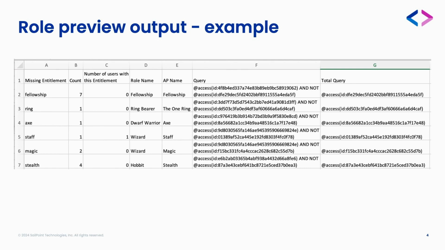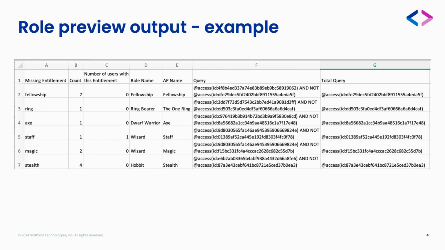Just as an example, in column A, we have the entitlement name. You will see on the left, a couple of fellowship-of-the-ring names. Column B is the count. This is the number of users that have this role but do not have the entitlement. If you were to enable this, that many users will get the entitlement in column A. Column C is the number of users with this entitlement. This is just to give extra context, so you know how many users currently have that entitlement.